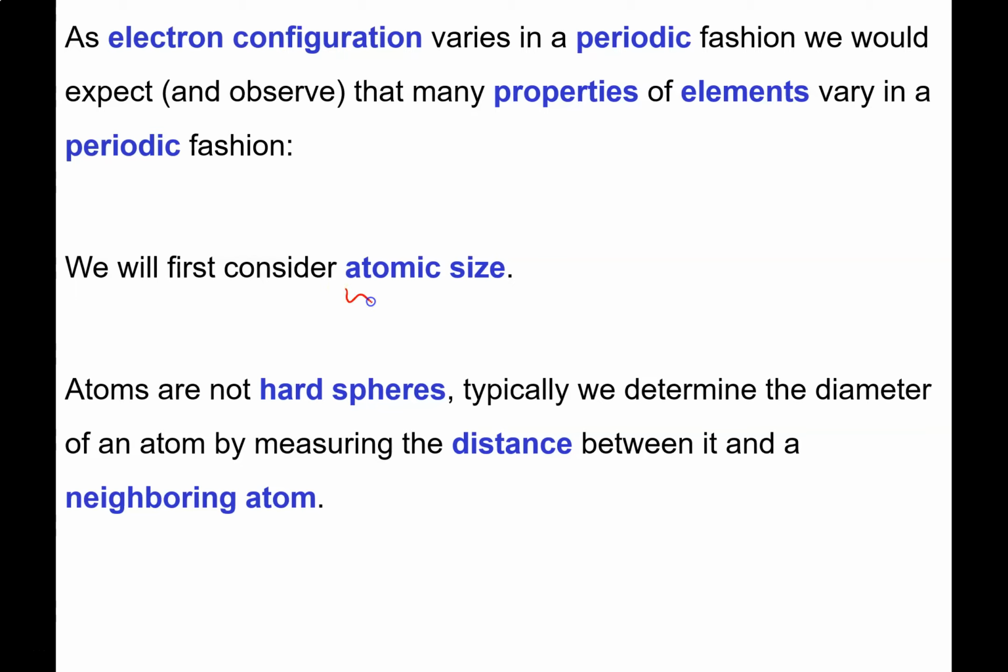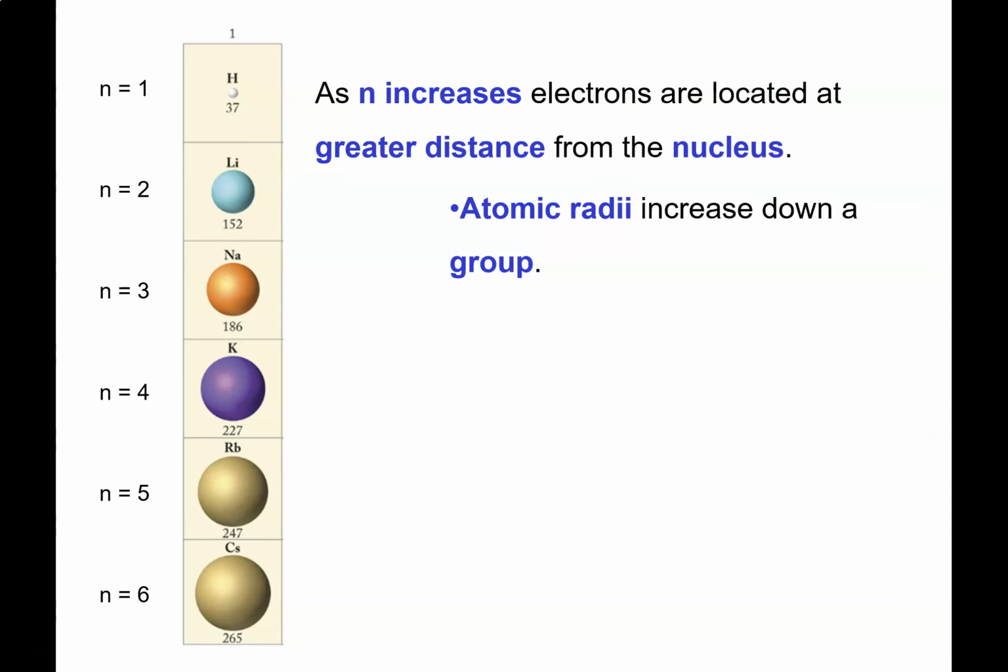The first property that we're going to be looking at is atomic size, and it is important to recognize that atoms are not hard spheres. Typically, we'll determine the diameter of an atom by measuring how far away it is from a neighboring atom in either a sample of the element or of that atom in a compound. You might see some different sizes for these atoms recorded depending on how those values have been determined, but the general trends remain.